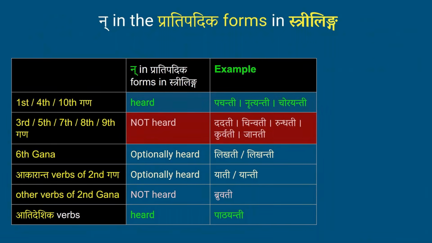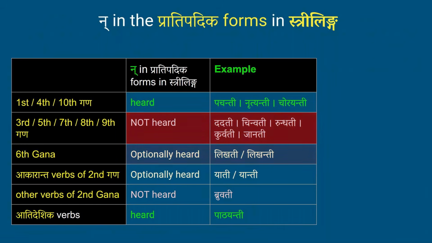For the third, fifth, seventh, eighth, ninth gana, the na is not heard in the pratipadika. For instance, dadati, chinvati, rundhati, kurvati, and janati.